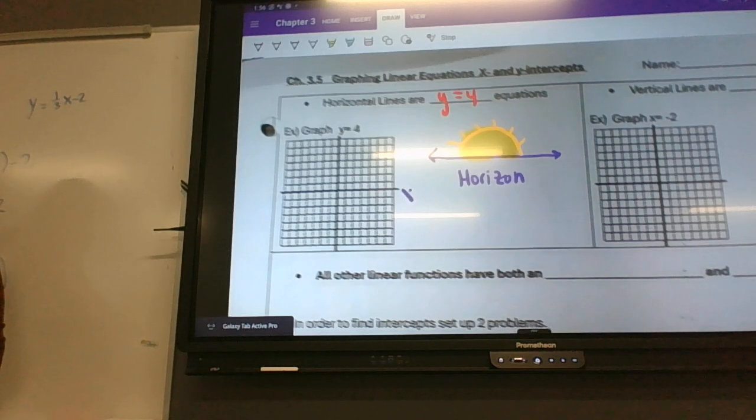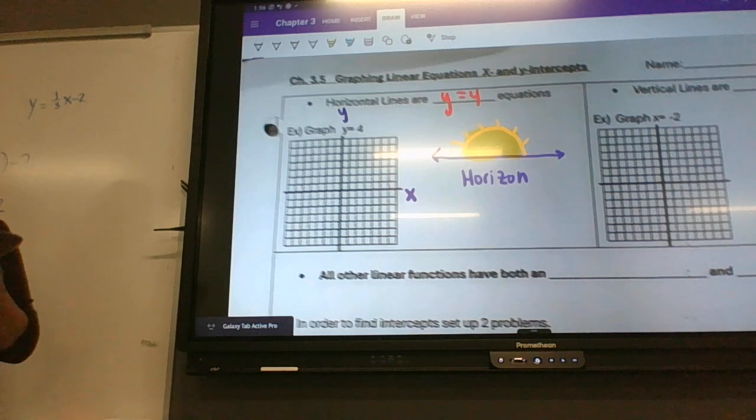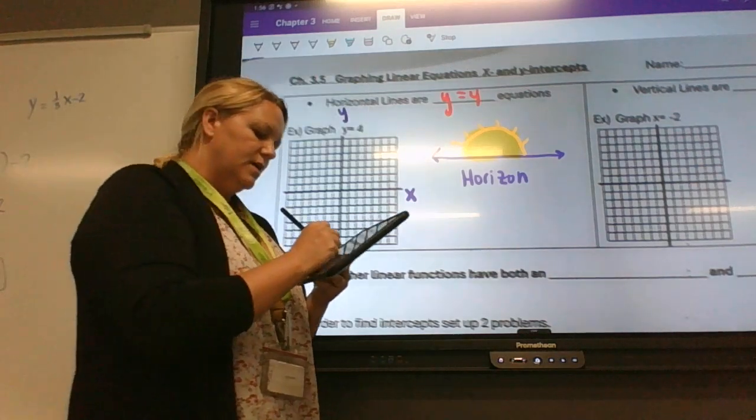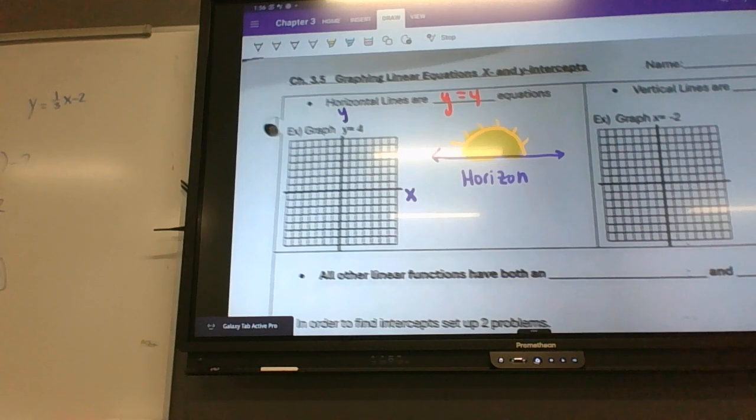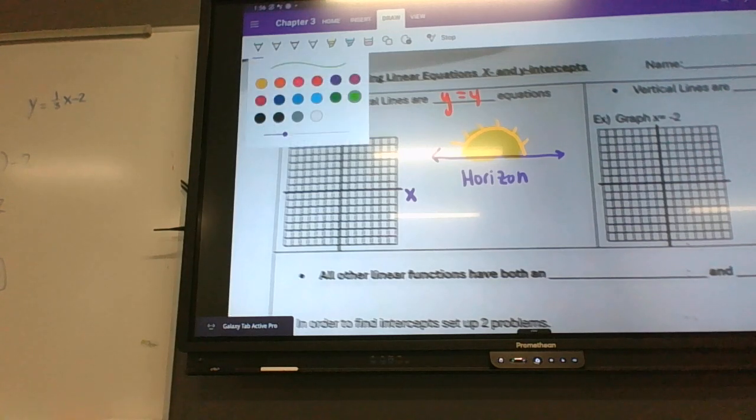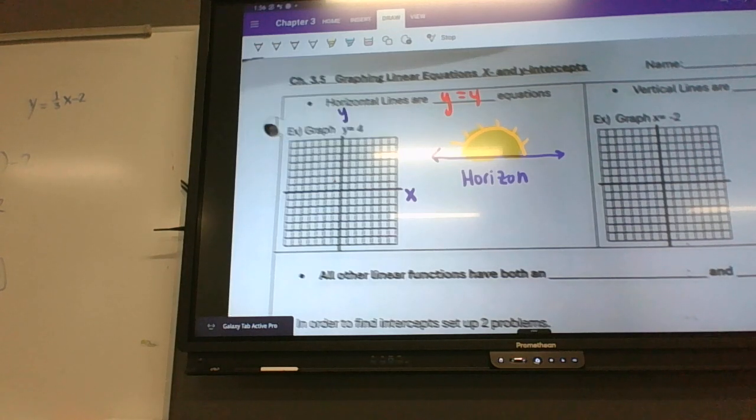Label your x and your y-axis, and let's go ahead and label some of these numbers here. No one's talking about me. I'm teaching a math lesson. That's our priority right here, is to do math. 1, 2, 3, 4, 5 on the y-axis. 1, 2, 3, 4, 5 on the x-axis.